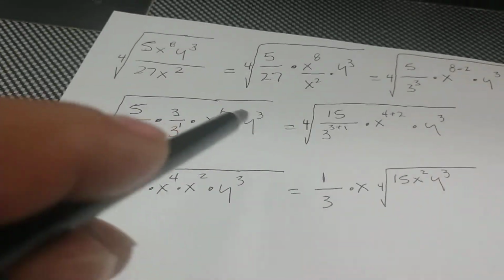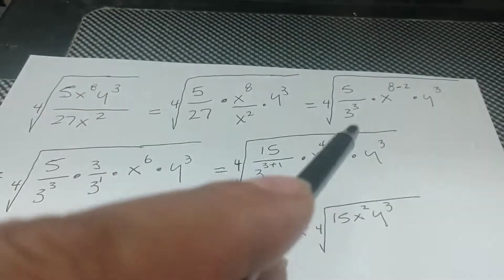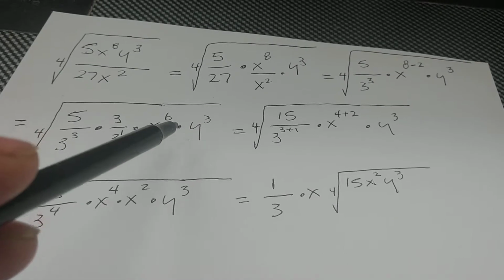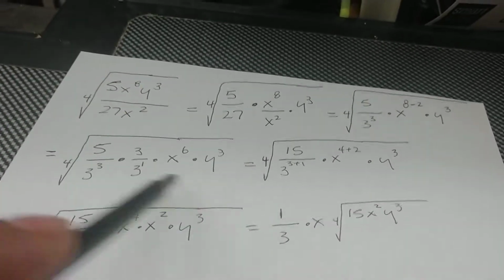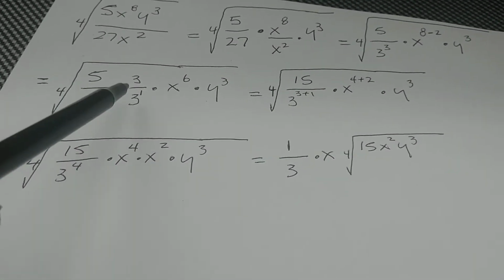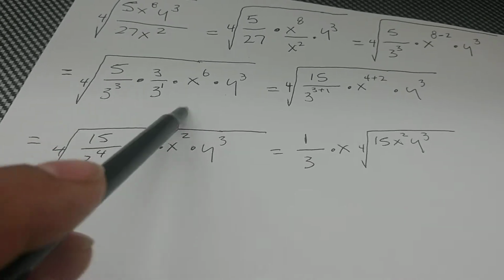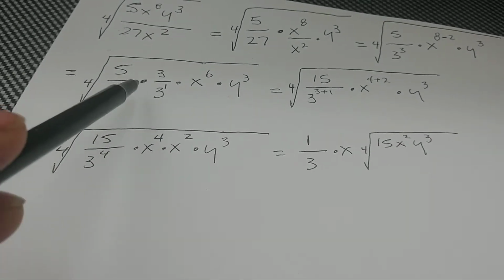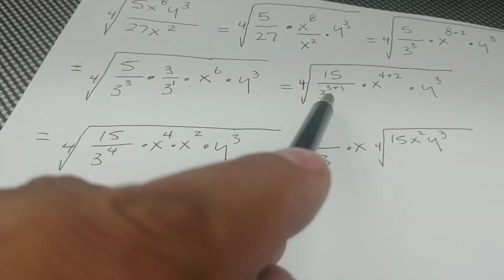So, and then of course here you got x to the 8 minus 2 becomes x to the 6, right? And then times y cubed. So next you have 5 times 3 is 15 on the top. And then on the bottom you have 3 to the 3 plus 1 because you're multiplying, even though you're in the denominator, they're both in the denominator. So that's 3 to the third times 3 to the 1, or 3 to the 3 plus 1.